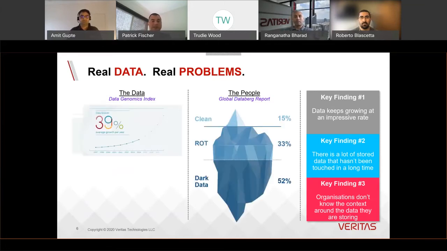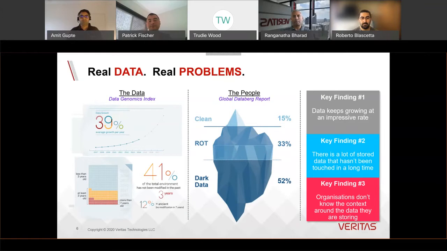So from the analysis that we performed, we found that 15% of data is clean and used on a regular basis. And then 33% of that data is redundant, obsolete, and trivial. That's the information that we download, we use it once, and then we just leave it and forget about it. And then, of course, lastly is dark data, which makes up 52%. Dark data is data that we haven't touched in a very long time, and we don't know what it is, and we don't know its value.